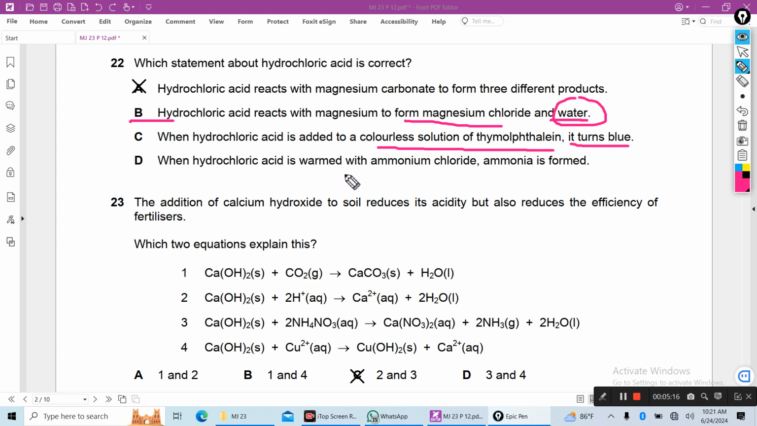D. When hydrochloric acid is warmed with ammonium chloride, ammonia gas is produced. No, not hydrochloric acid; when alkali is added, then ammonia gas is produced. So A is the right answer.